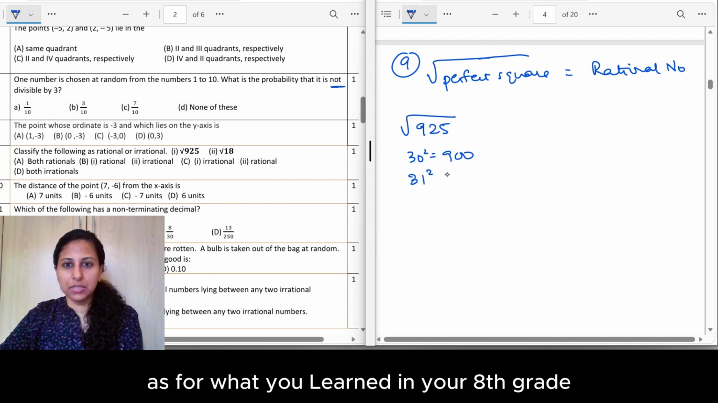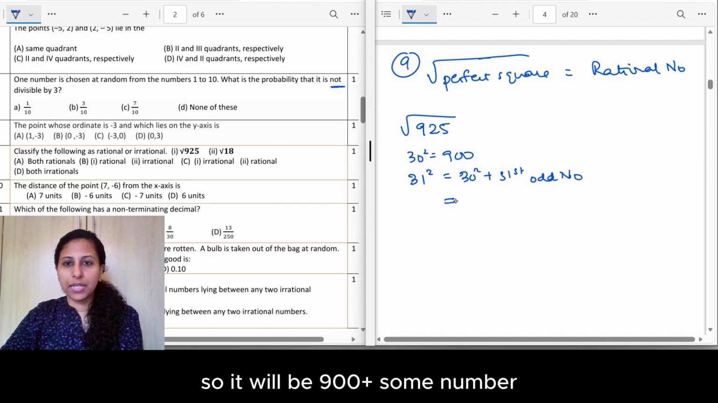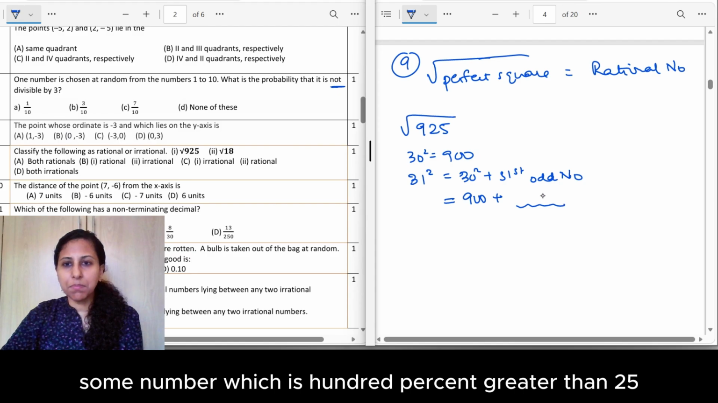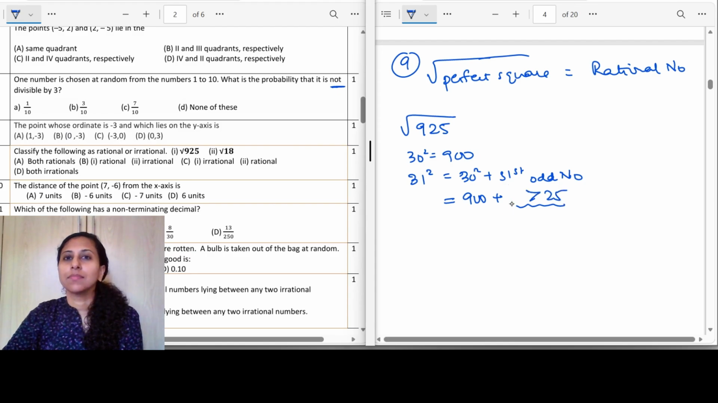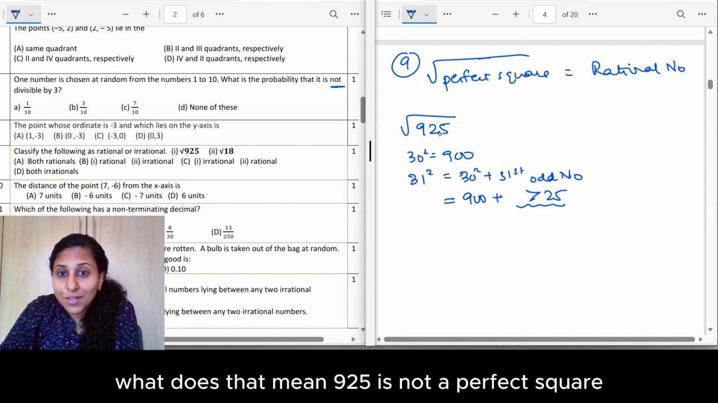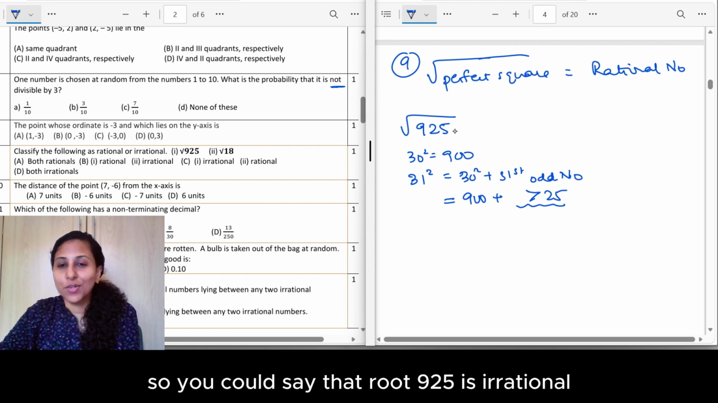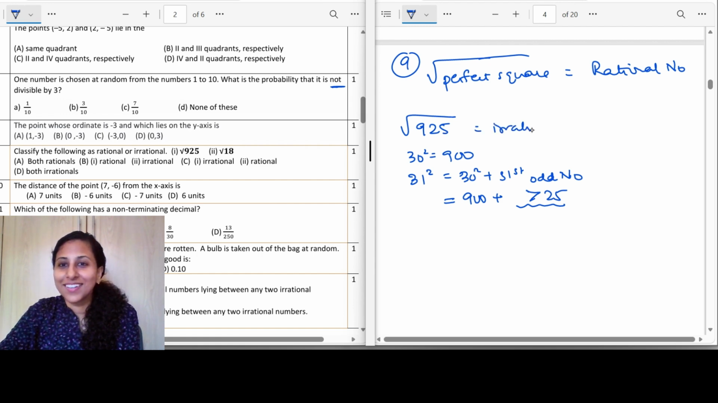As per what you learned in your 8th grade, 31 square would be 30 square plus the 31st odd number. So it will be 900 plus some number which is 100% greater than 25. So I know 31 square is definitely greater than 925. What does that mean? 925 is not a perfect square. So you could say that root 925 is irrational.